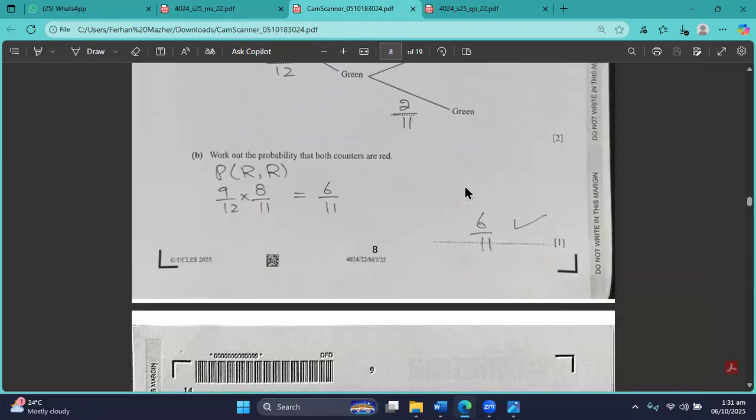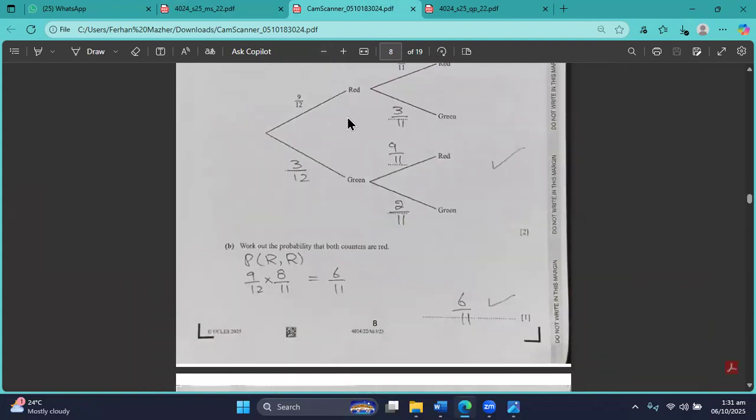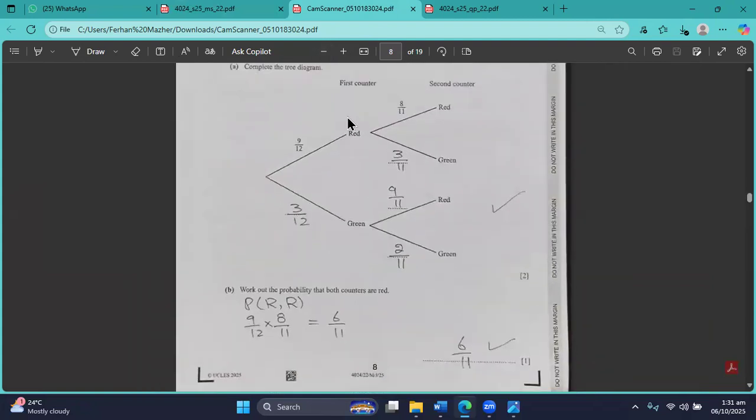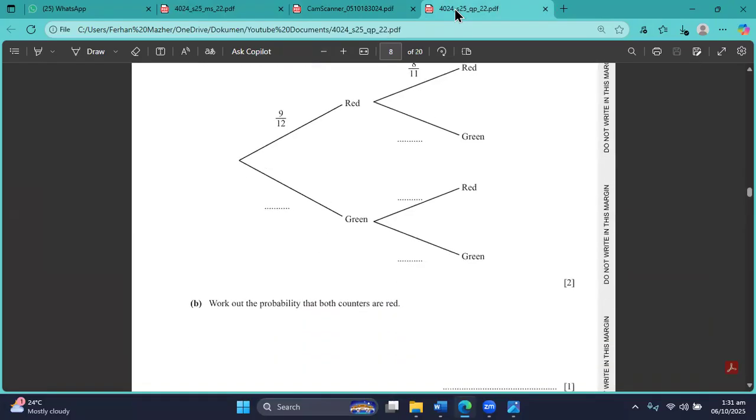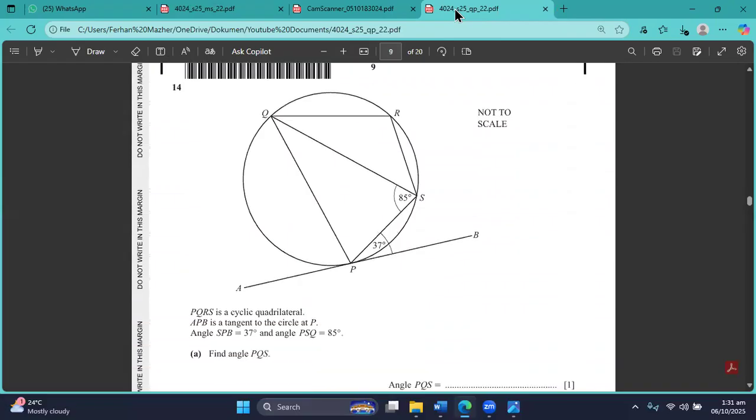So let me show you this whole thing so you can understand this. Okay. So red, comma red will be, you multiply this and this. So that is 9 by 12 multiplied by 8 by 11. After simplification, it will be 6 by 11. So this is how you do it. Now we are on question number 14.